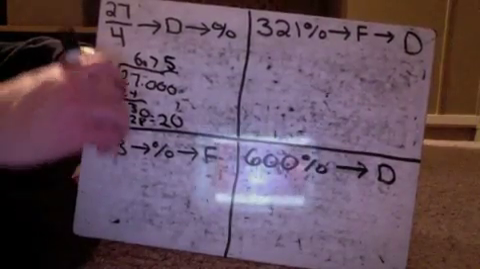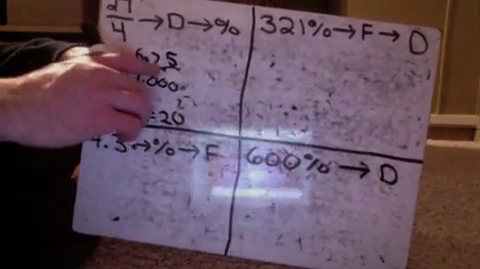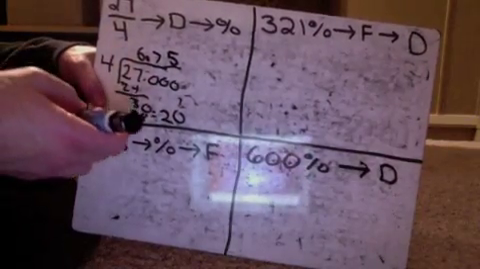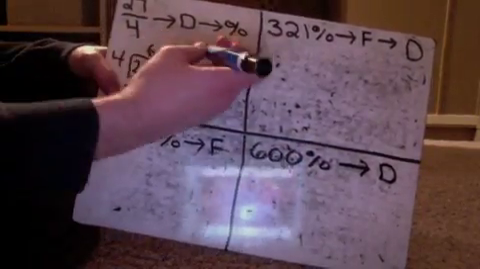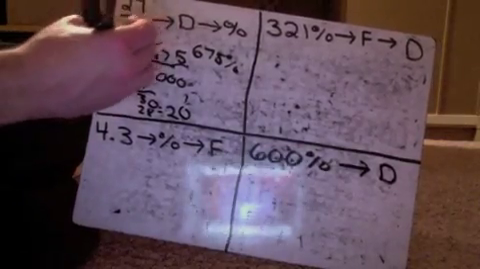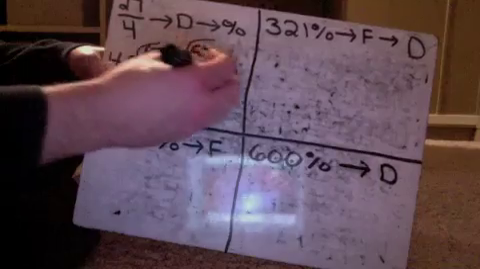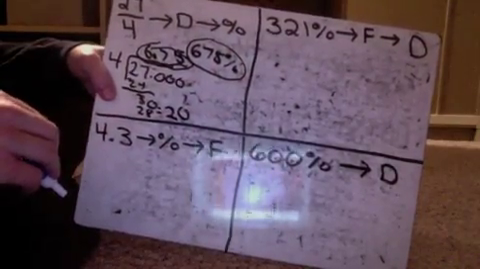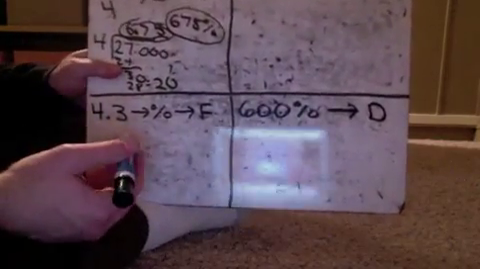Okay, so now I've got my decimal, 6.75. Now I just need to write it as a percentage, and of course that's just going to be 675%. Decimal, percent. Okay, let's go to this one down here. 4.3. Let's write it as a percentage.